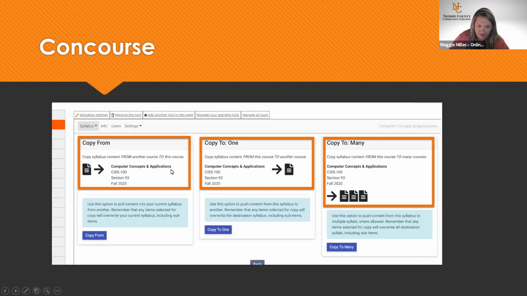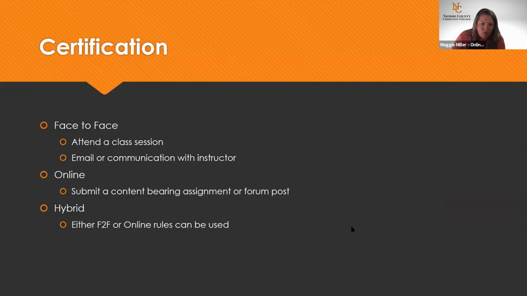I'm sorry, this one says from another course to this course, but I always recommend going to the one you want to take content from, because then you can look at it first and make sure it's everything you want. So you go to copy from this course to another course, or you can copy from this course to many courses. That can get a little confusing, but once you click on copy to 1 or copy to many, it will show you your options on what you can copy.